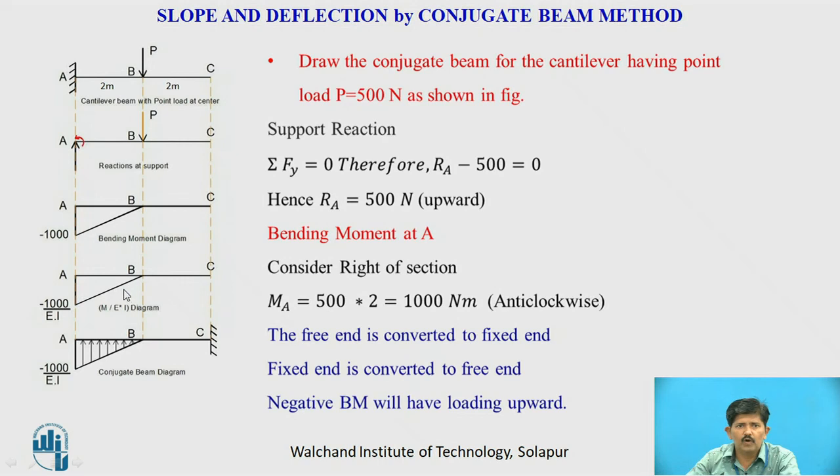Now we will form a conjugate beam. So now the free end is converted to a fixed end and the fixed end is converted to a free end. At A it is fixed in the real beam and free in the conjugate beam, whereas point C is free in the real beam and it is fixed in the conjugate beam. And as the bending moment is negative, hogging, the load will be acting upwards. So this is minus 1000 divided by EI. So this is the conjugate beam diagram for this real beam as shown here.